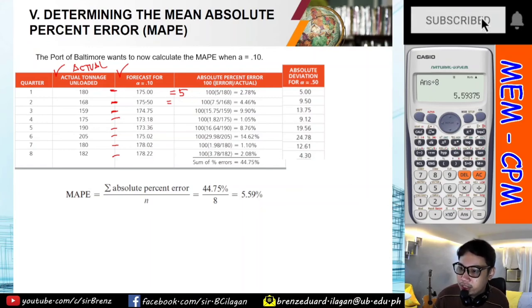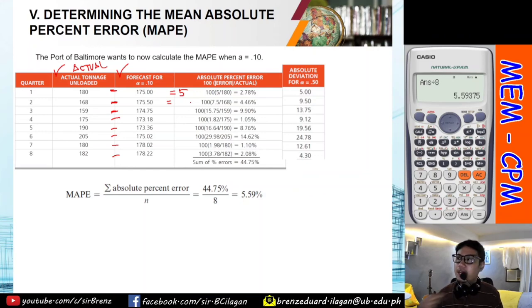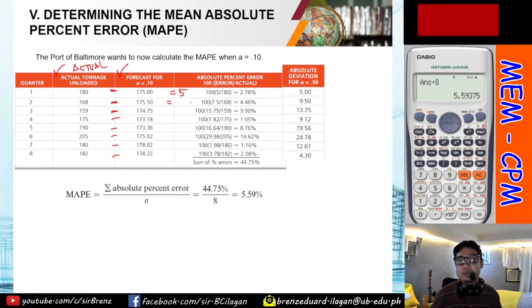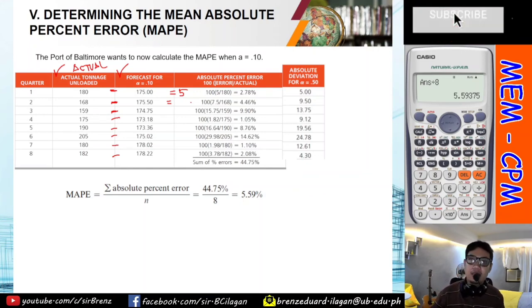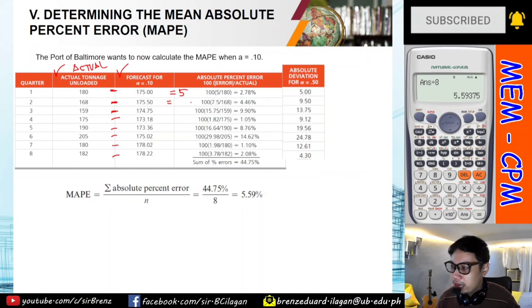So if you are going to solve naman for the MAPE for 0.5, dito ay kinuha na yung absolute deviation. So ito maganda dito, nakuha na natin siya from the table. Yung kanina natin pinagsasolve. Again, we're just considering the same examples. So ikino-compare lang natin yung MAD, MSE, and yung MAPE. Kasi mamaya, i-discuss natin yung differences or yung summary kung paano ba nagdi-differ itong tatlong ito. Or paano sila nagkakaiba-iba.